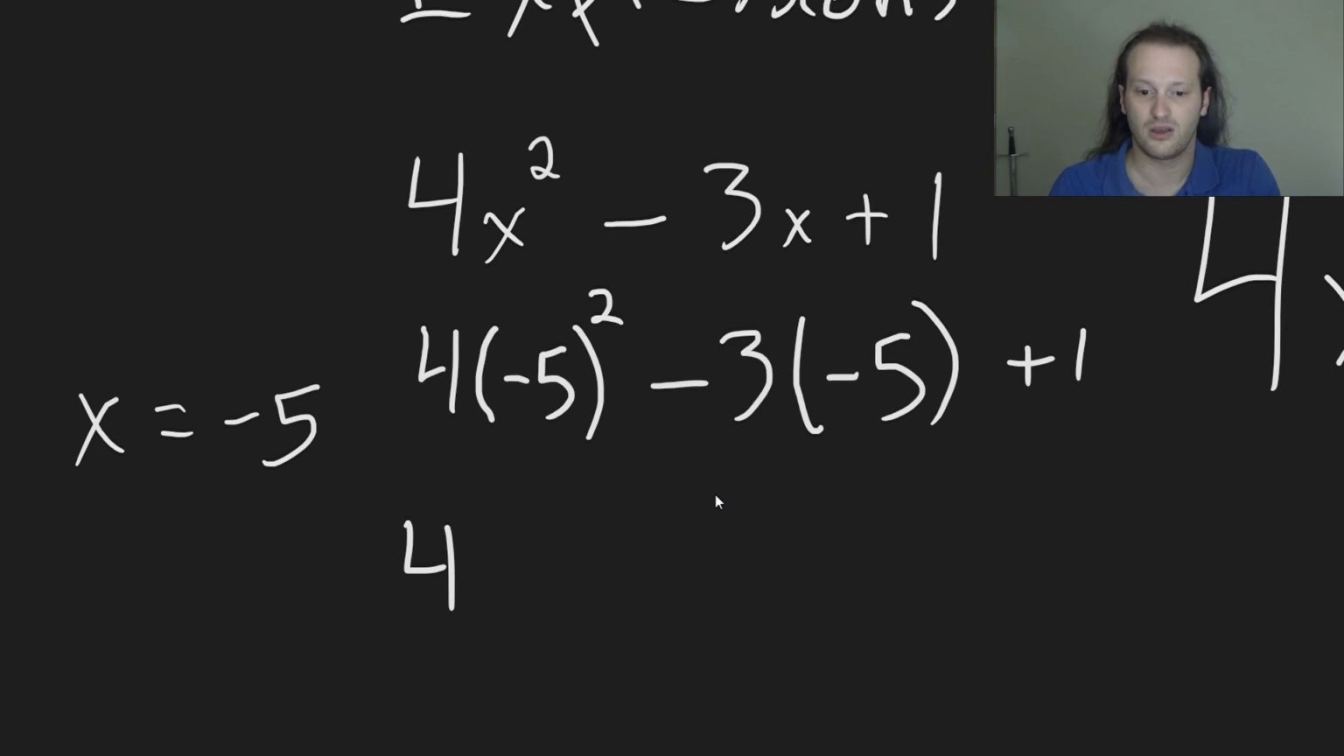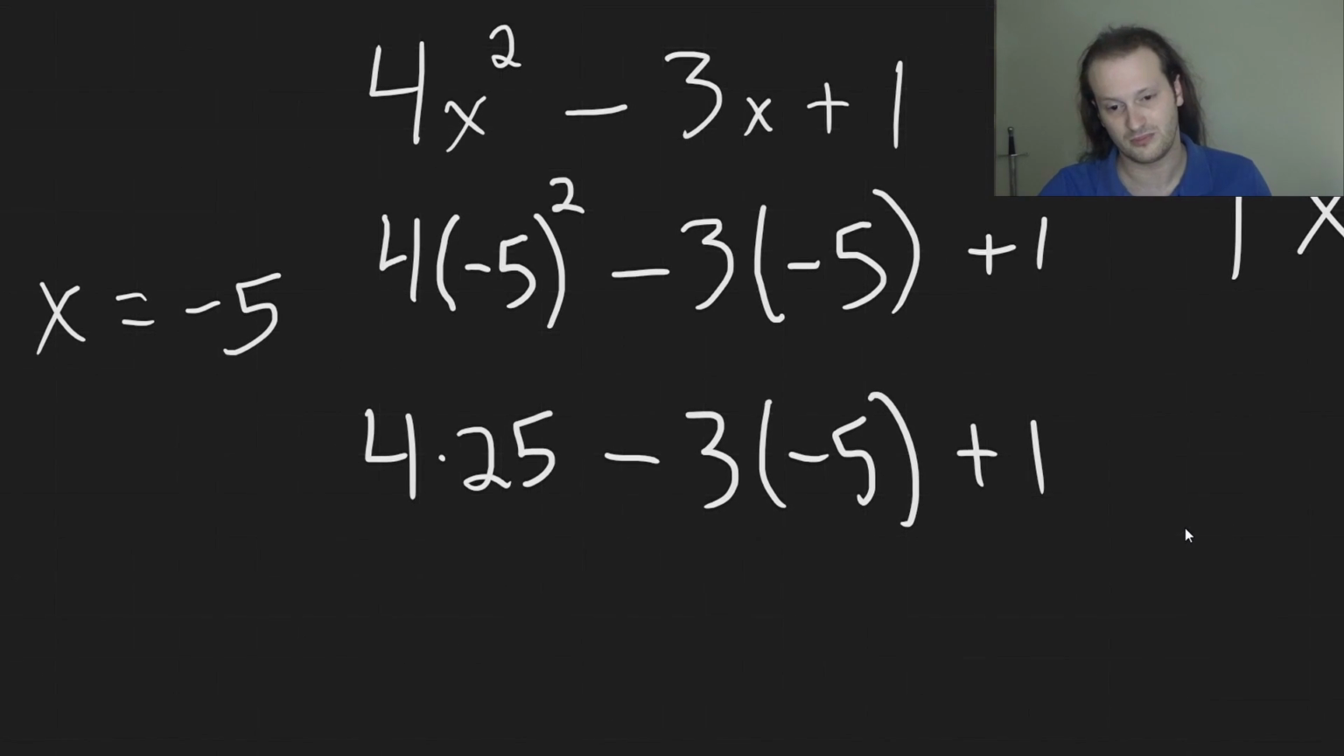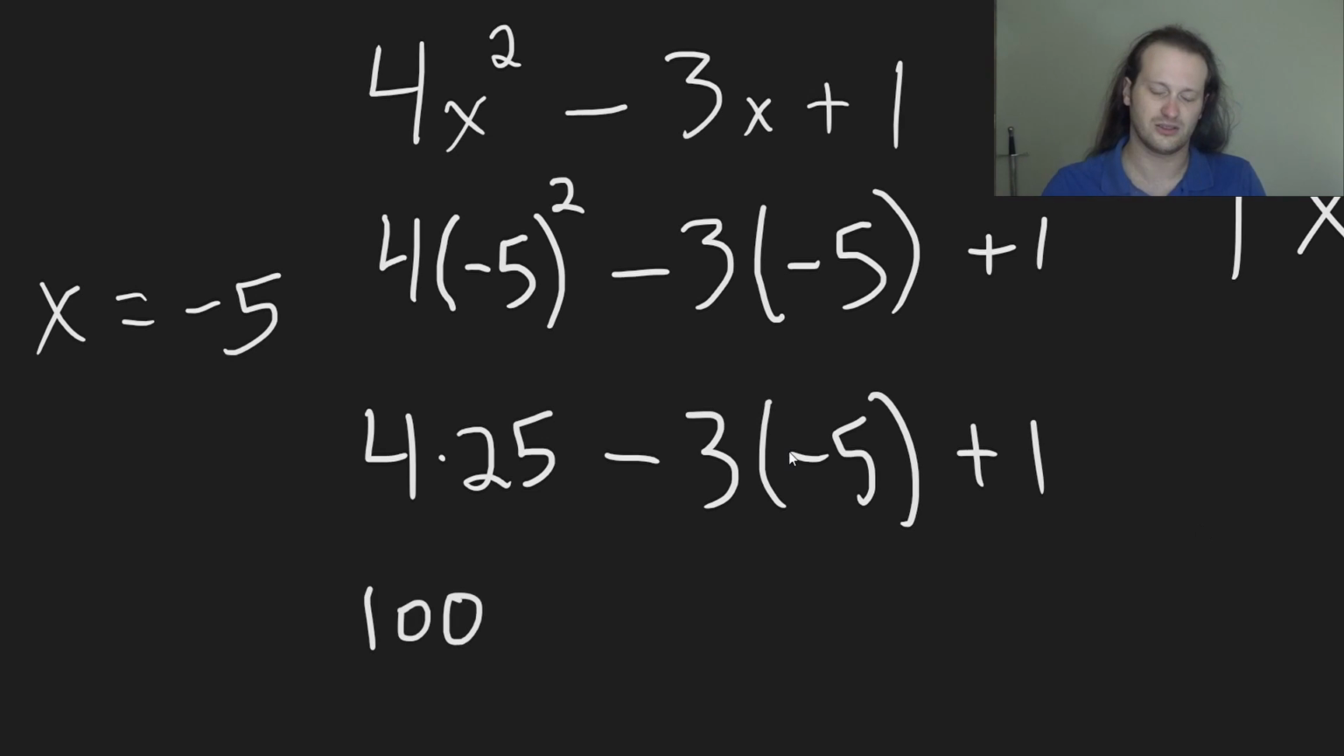4 times 25. Now we'll do the multiplications, slash divisions. No divisions here. So 4 times 25 is 100. Okay, so we have this subtraction, but then we have this 3 times negative 5, which, positive times a negative is a negative, and then 3 times 5 is 15. But this subtraction here is different than this negative here.